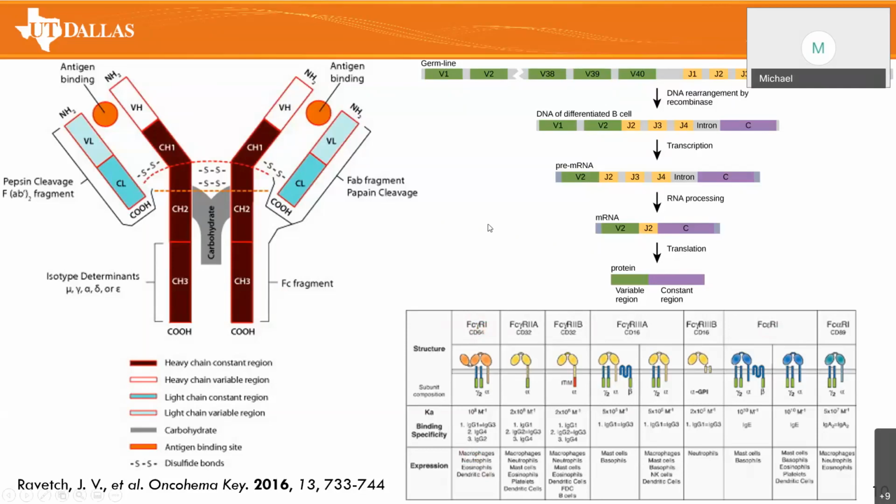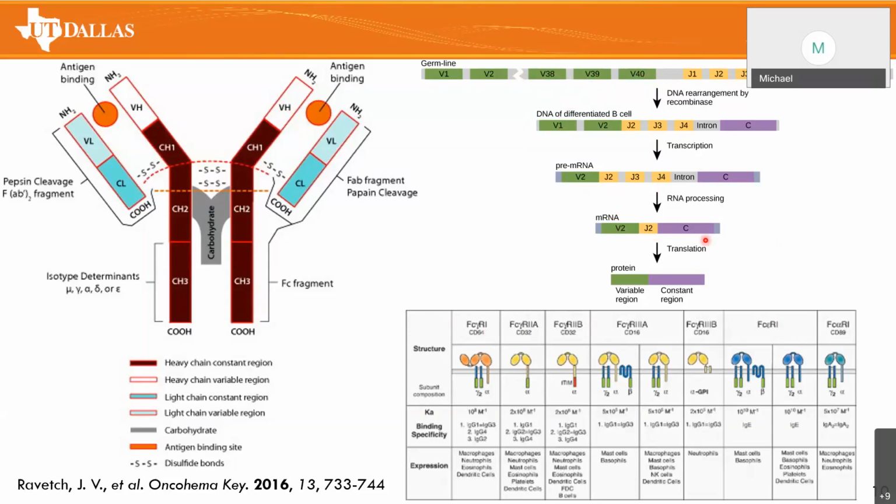And we talked about VDJ recombination. Both the light chain and heavy chain have this. Light chains only have V and J, while heavy chains have V, D, and J. The way it works is you have 40 different variable regions, 27 diversity regions, which is for D, and 5 different joining regions. Your DNA will then excise different regions so that at the end, you have only 1 V region, 1 D region, and 1 J region. And then you have your constant region.